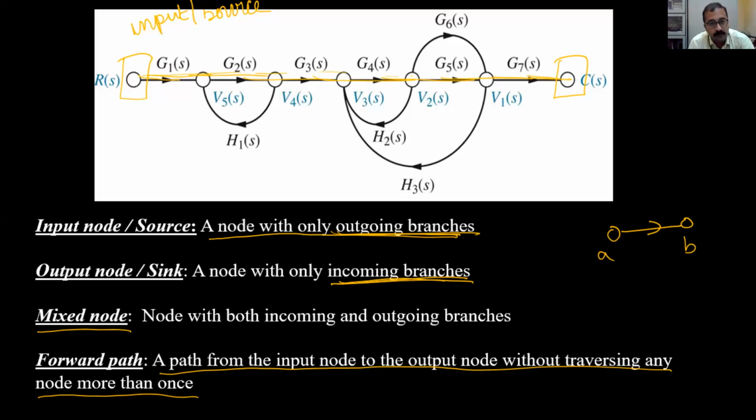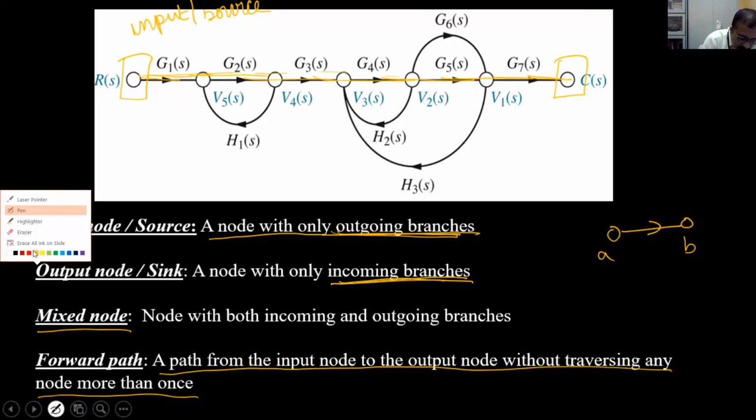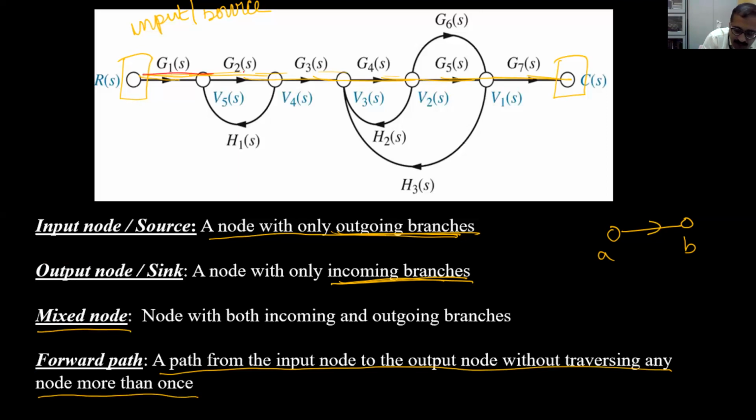Is there any other possible forward path? Yes, there is one more, the one I'm showing in red. This is another possible forward path. There are two possible forward paths here, right? So what will be the path gain? Path gain means you simply multiply the gains of the branches of the path.